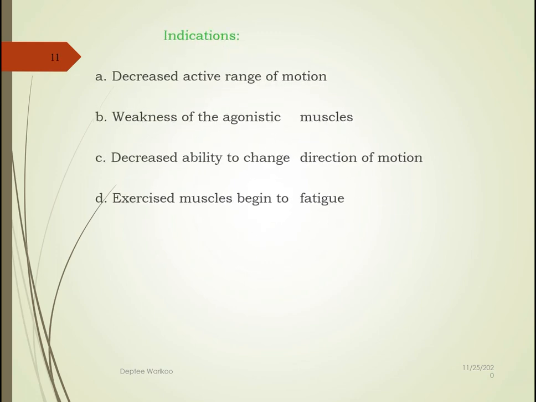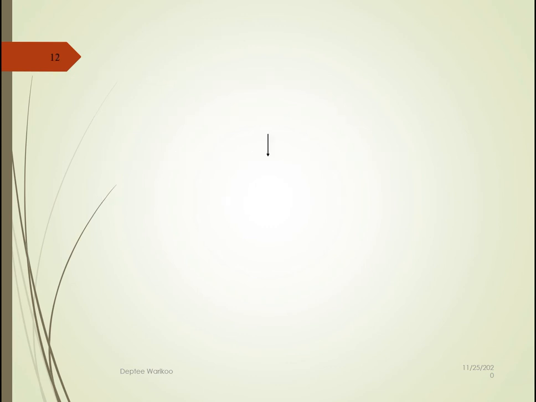Now, before going to the next technique, let us see when this slow reversal is indicated. It is indicated when there is decreased active range of motion, or there is weakness of the agonist muscles, or the muscle on which you are exercising begins to fatigue, or there is decreased ability to change the direction of the motion. At that time, you could start it.